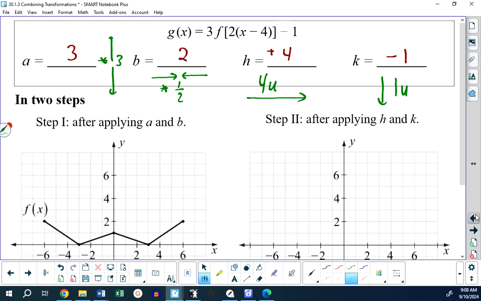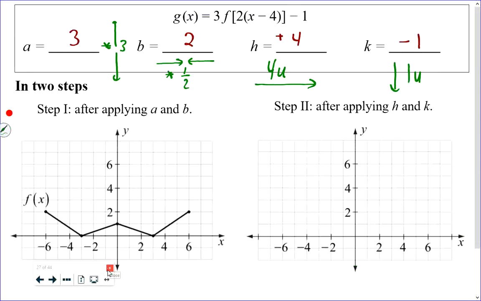Now I'm presenting this example using 2 different methods. You can certainly do it in 2 steps, meaning I can apply A and B to this original graph, and can you check to see that this matches your original graph? Okay. I can apply A and B to this to draw on this first grid the result of the stretches, and then I can take the result of the stretches and translate it 4 units to the right and 1 down. I think this is overkill.